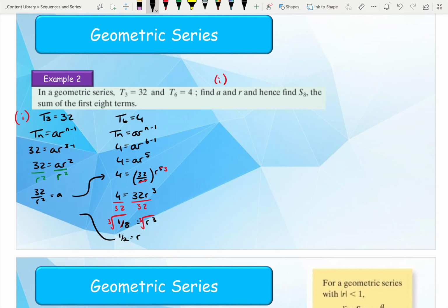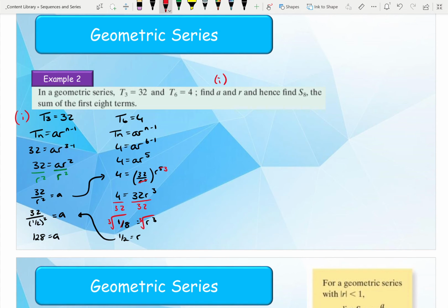So now I'm going to bring this back and I'm going to substitute it in. So if 32 is equal to a half squared over a. So again here what I'm going to have is 32 divided by 1 over 4, which gives me 128 is equal to a. And now this is where we have our sequence. So we have a and r.